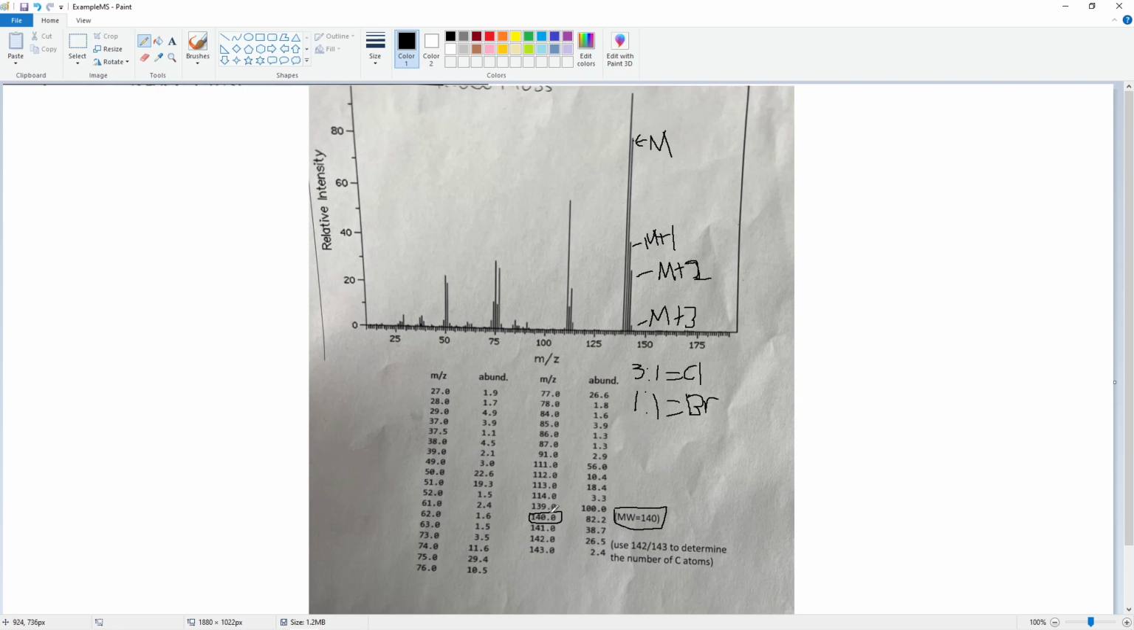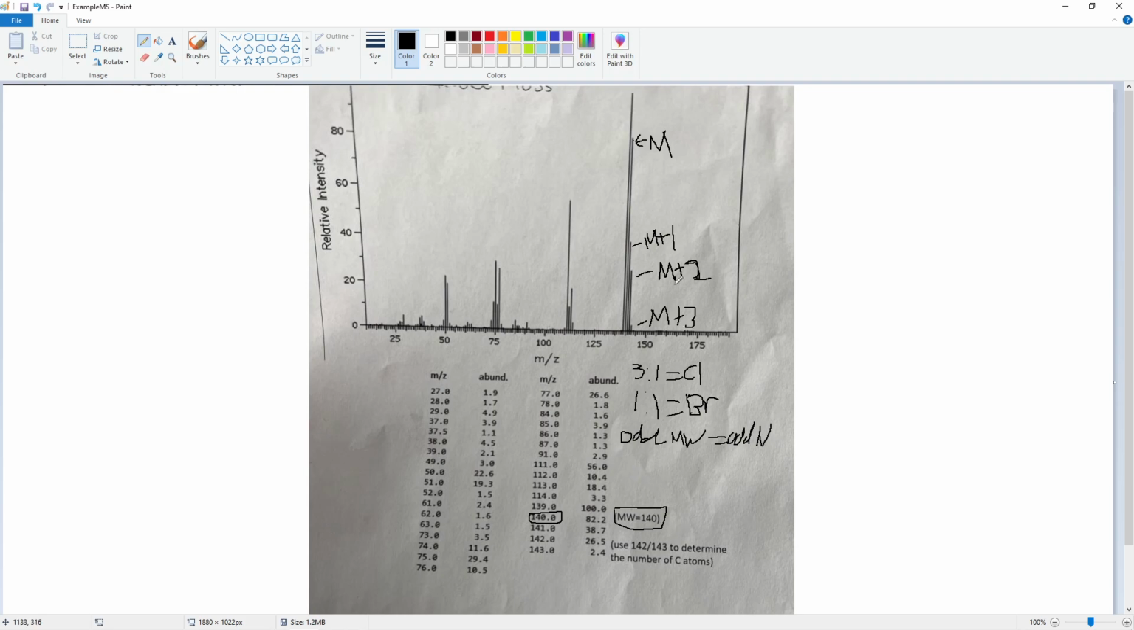Now, in my case, the molecular weight is even, which means that I have an even number of nitrogens. So just remember that odd molecular weight equals odd nitrogens.